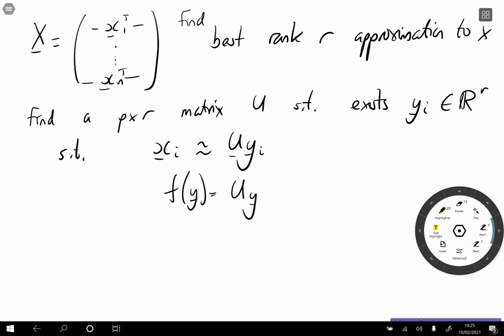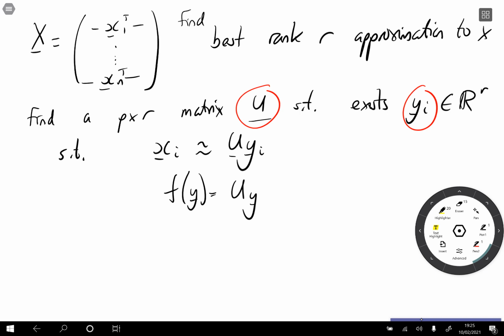So U has R columns, y has R coordinates in it. So we're going to try and find a new coordinate y that is a linear combination of the u's, and we want to choose U and y in such a way that U yi is approximately equal to xi. So we've got to find both U here and the yi's.